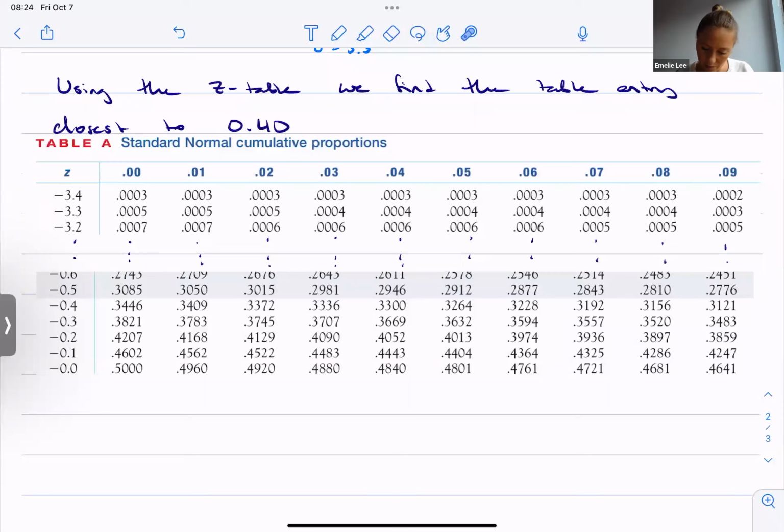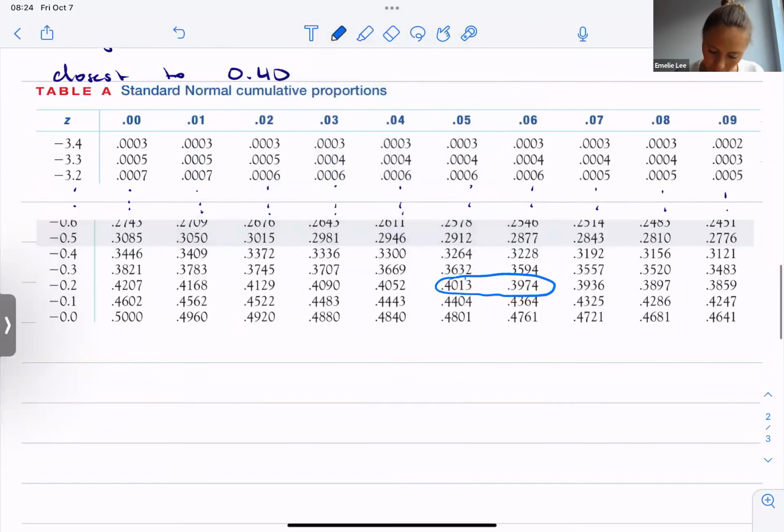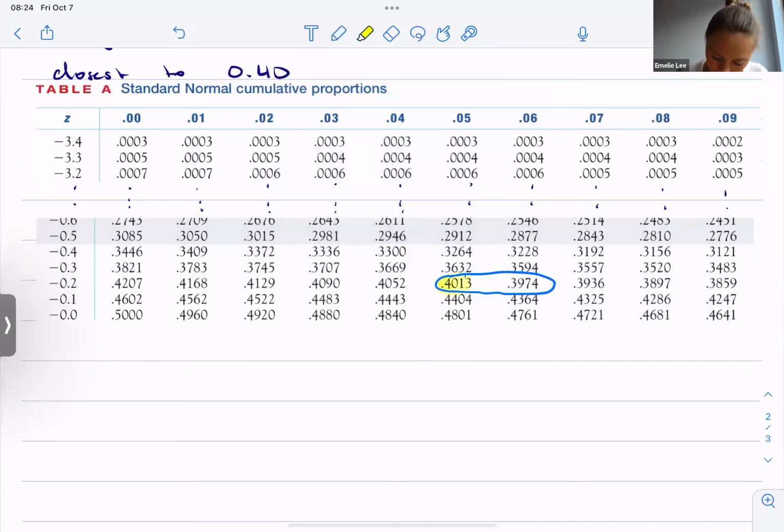0.4 minus 0.3974 is 26 away. Now that terminology doesn't really make sense. It's not mathy. But this one's going to be the closer one, pretty sure. 0.39. Yeah.